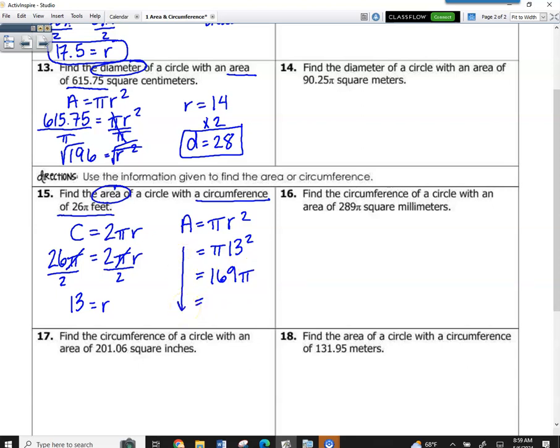I'll bring the pi down. And then now I go to my calculator and type 169 pi. .93. Is that what y'all got? And it was feet squared. Because that formula had the squared, right?